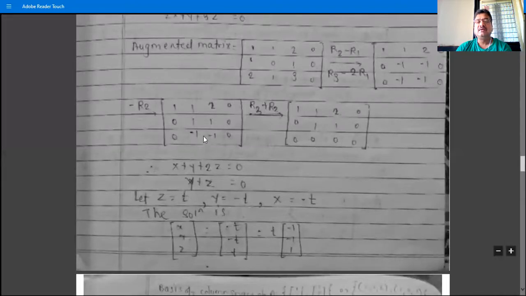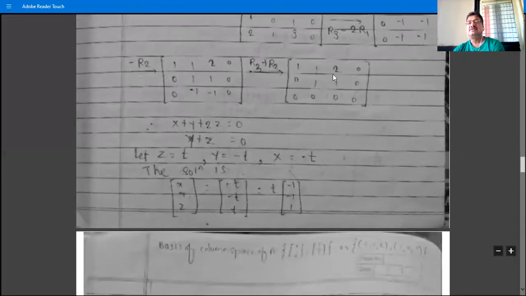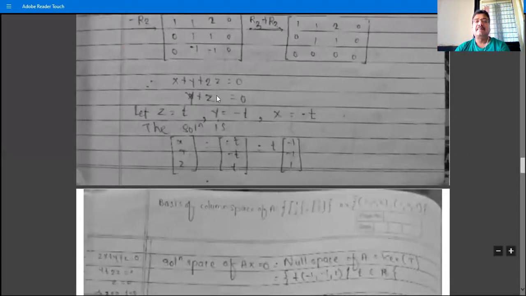While reducing this -1 to 0, this also becomes 0. So this is an echelon form, or row echelon form. From this we rewrite the equations. So what are the equations? x plus y plus 2z is equal to 0 and y plus z is equal to 0. And here we have two equations and three unknowns.